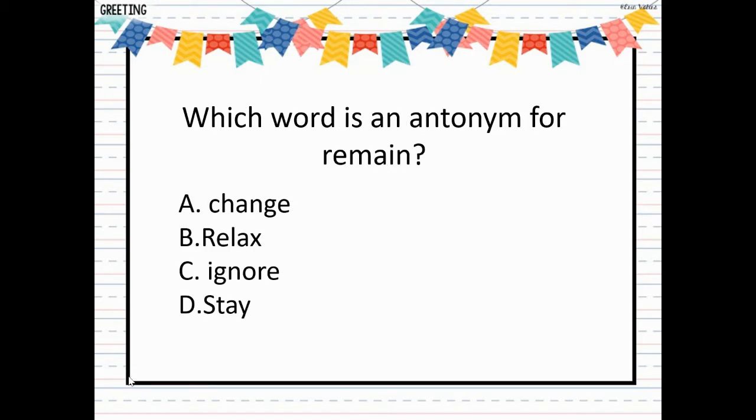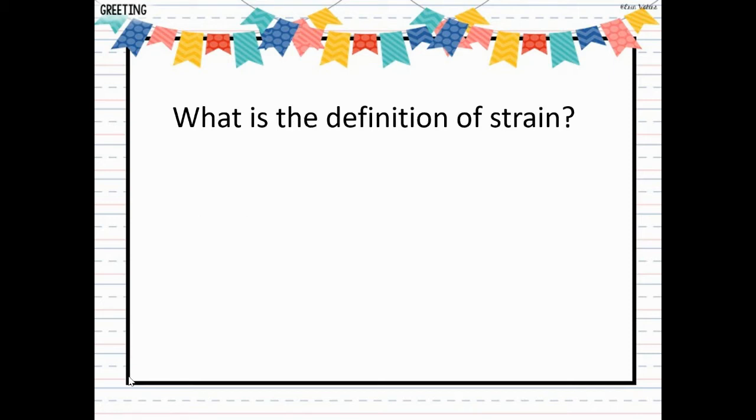Which word is an antonym for remain? So the opposite of remain. Is it change, relax, ignore, or stay? Which is the opposite of remain? That would be change. So remember, remain means to stay in one place. So an antonym would mean to change or go somewhere else.